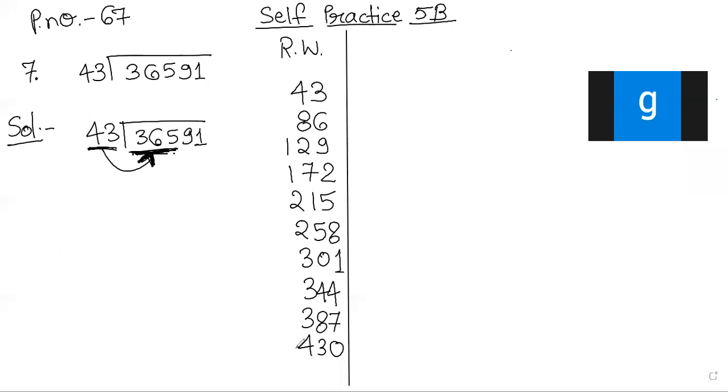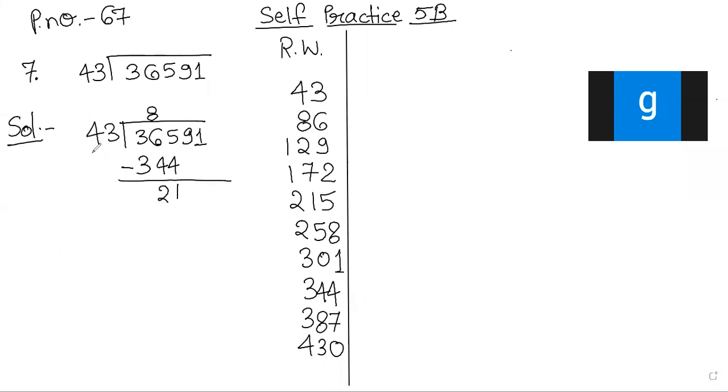Now in how many times can you divide? Look at the table. I think in 8 times we can divide. 43 eights are 344. Now as we know that division is repeated subtraction, we will perform subtraction. Subtract 344 from 365. After subtraction, our result is 21.